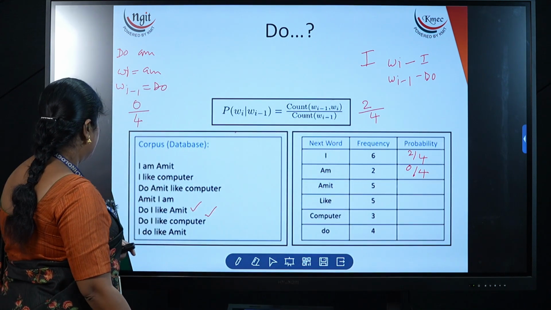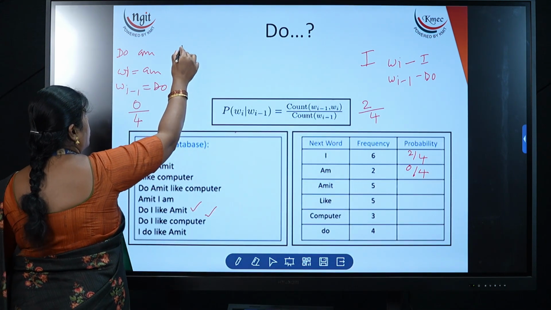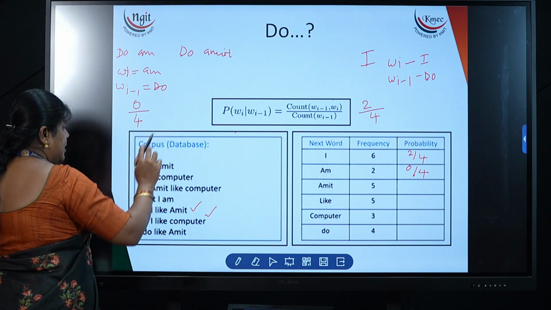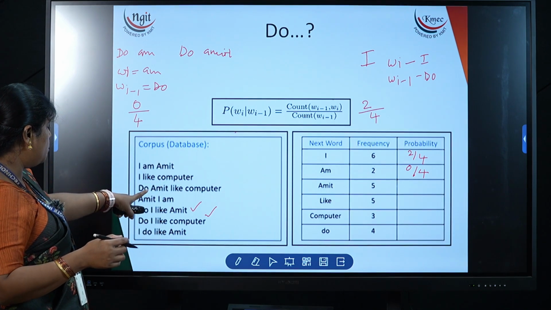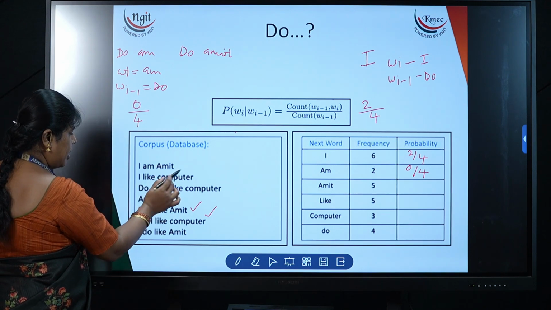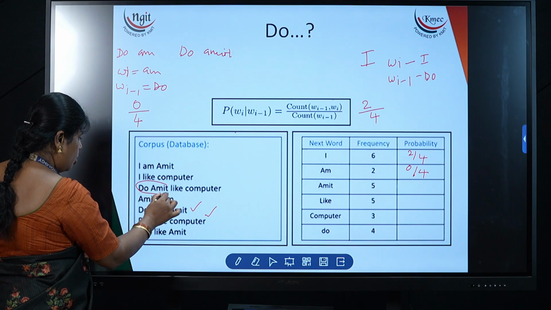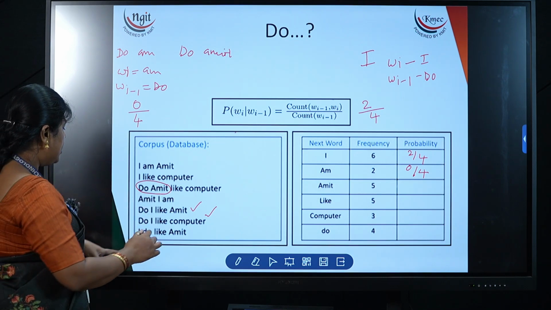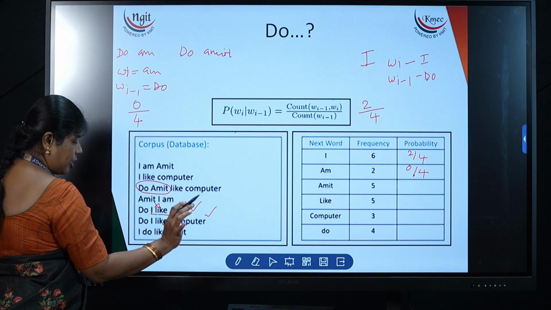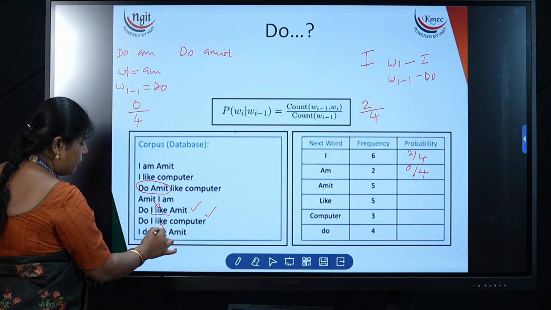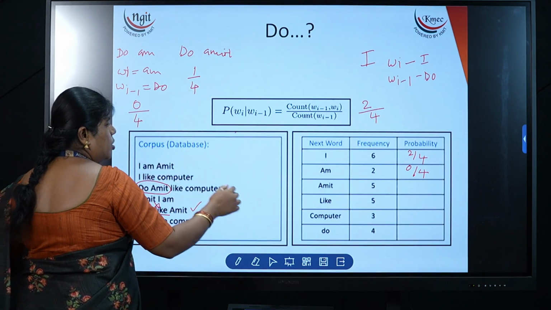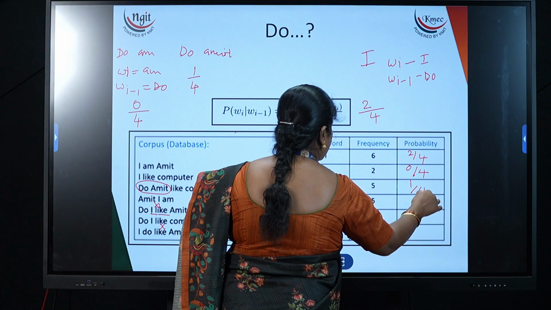Now "Amit". Now I want to find out "do Amit". Is there any sentence where "do Amit" exists? Yes, there is only one sentence. Here I have "do" and "Amit", but in between "I" and "like" are there, so I should not consider this. Here also I have "do" and "Amit", but in between "like" is there, so I should not consider it. So there is only one possibility divided by 4. So here we will get 1 divided by 4.